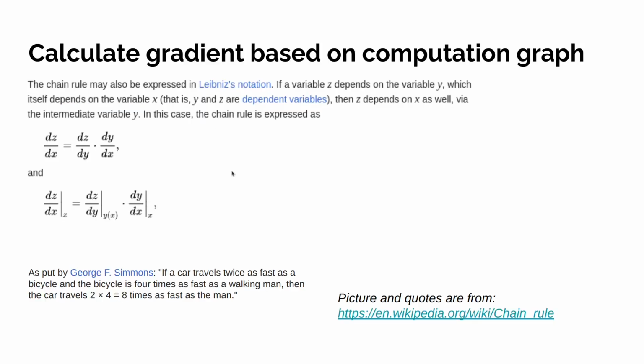To calculate the gradient using the computation graph, we need to apply the chain rule. If a variable z depends on variable y, which itself depends on variable x, then z depends on x as well, via the intermediate variable y. In this case, the chain rule is expressed as dz over dx is equal to dz over dy multiplied by dy over dx. So here is an example to illustrate this chain rule. If a car travels twice as fast as a bicycle, and the bicycle is 4 times as fast as a walking man, then the car travels 2 times 4 equal to 8 times as fast as the man. All these pictures and codes are from the Wikipedia.